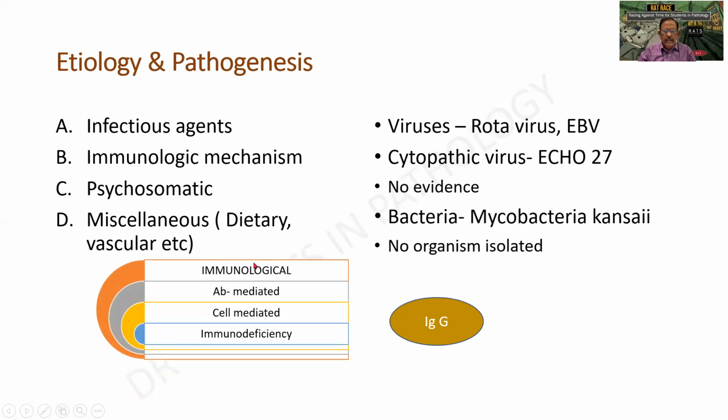An immunological etiology has stood the test of time because people consider it to be antibody mediated, cell mediated, or even associated with immunodeficiency. So, an immunological factor is definitely of importance, and the antibody usually associated with this is IgG.